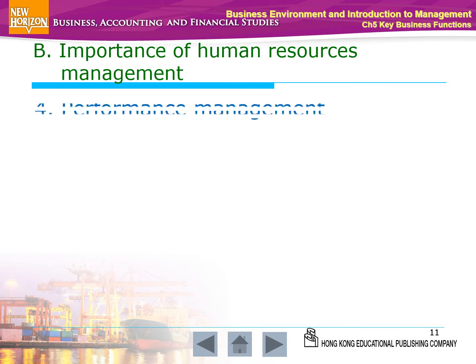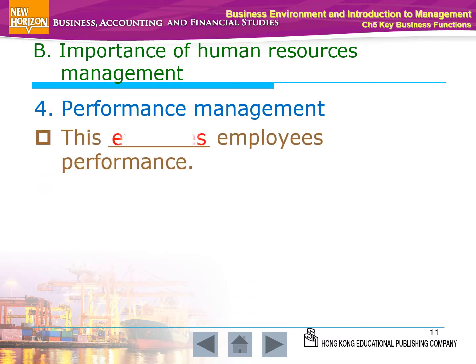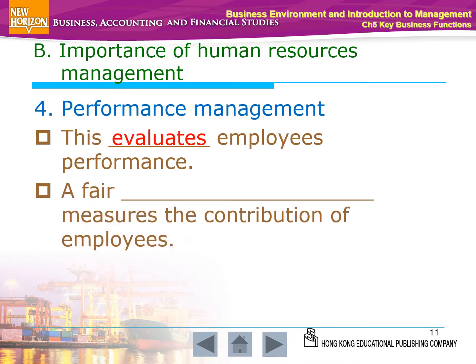Okay, the next importance is performance management. Remember, after the workers have fulfilled their jobs, the quality or the achievement of the job or the task will be assessed by the human resources department, what we call performance management. So the human resources department will evaluate employees' performance. They should have a fair performance appraisal scheme, which will measure the contribution of employees.